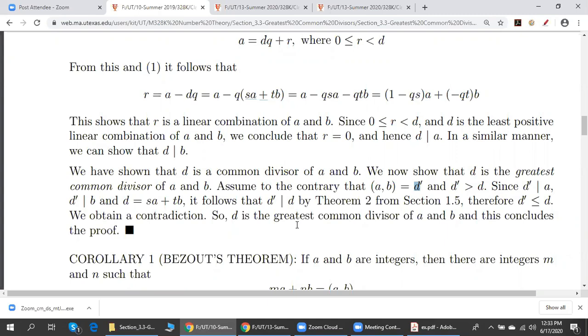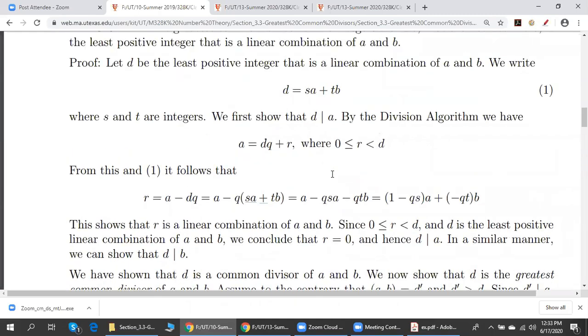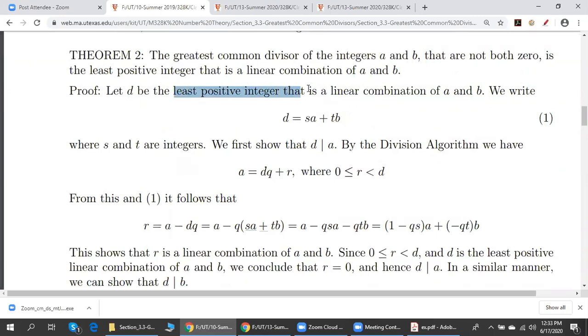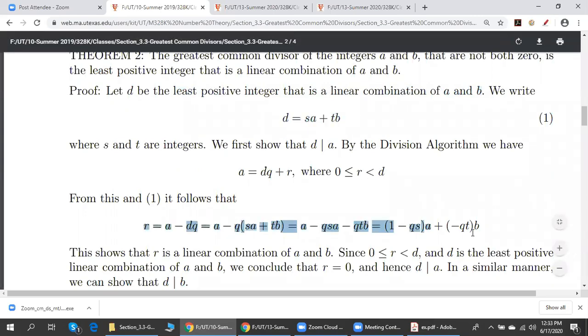Folks, any questions here? In the beginning, we said that D is the least positive linear combination. Where do we account for that in the math? How do we use the fact that it's a least positive? Yeah. Over here. Compare this and this. Both D and R are linear combinations of A and B.